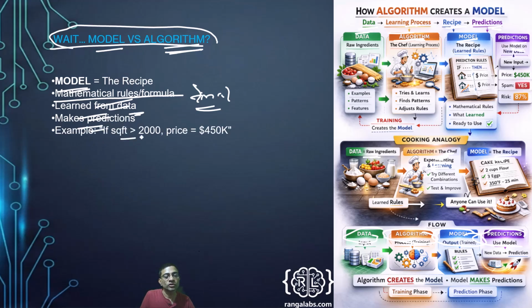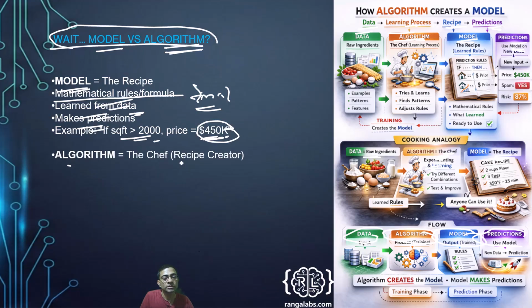For example, if square feet is 2000, the price is 450k. This is the prediction it has made. As I told, we have given the predictive model. We have not used a probabilistic model, we have used the predictive model here. So if you give square feet greater than 2000, it will spit out the price as 450k.